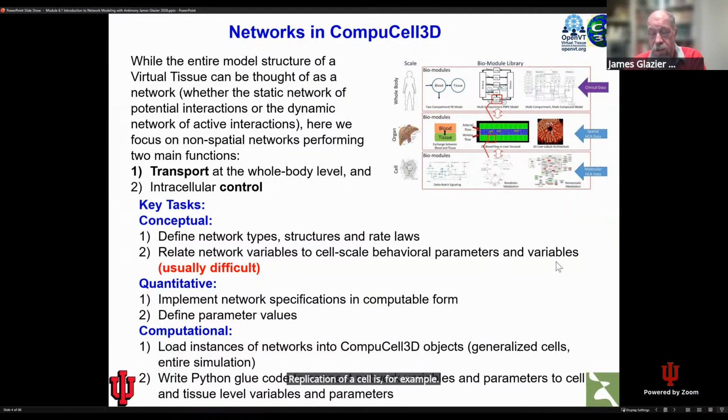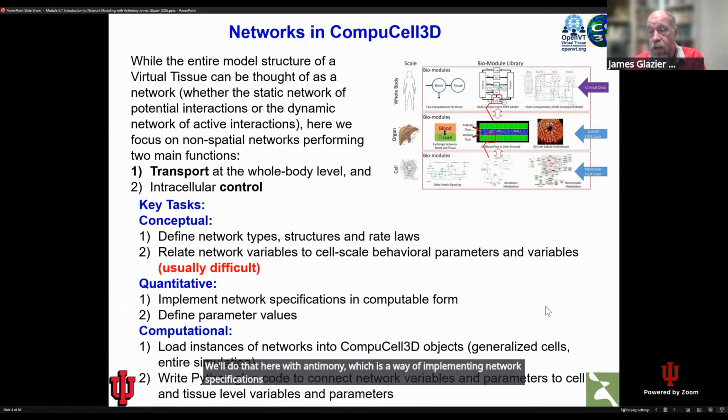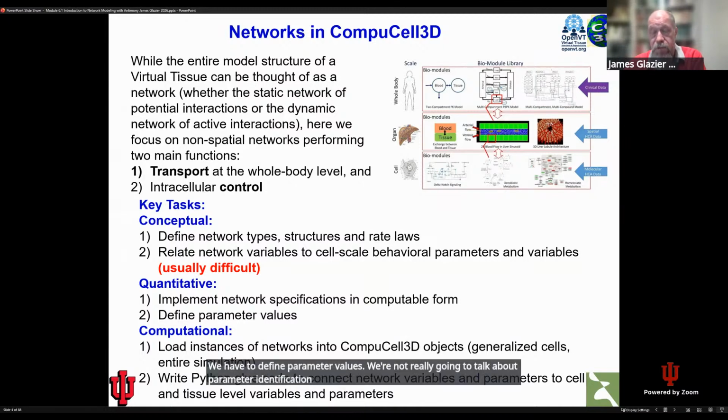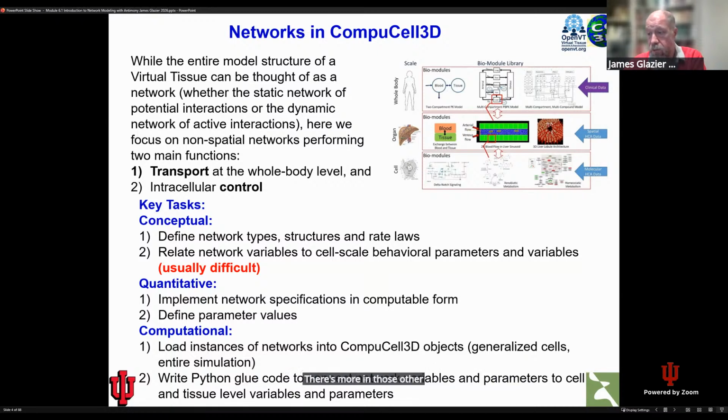Then we have to make those concepts quantitative. We'll do that here with antimony, which is a way of implementing network specifications in computable form. We have to define parameter values. We're not really going to talk about parameter identification in this set of lectures. There's more in those other courses that I've talked about.